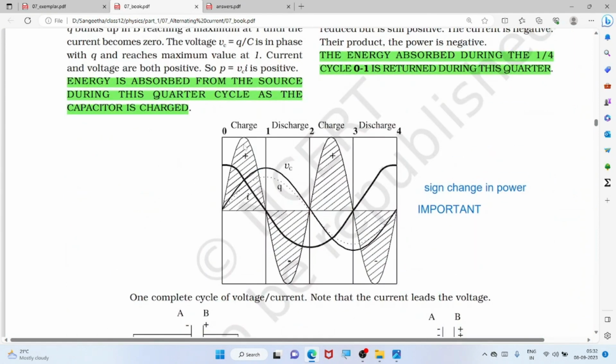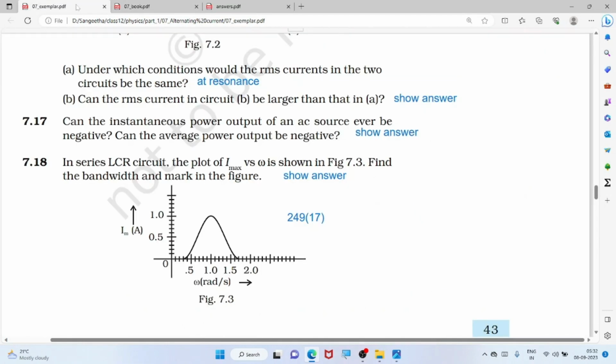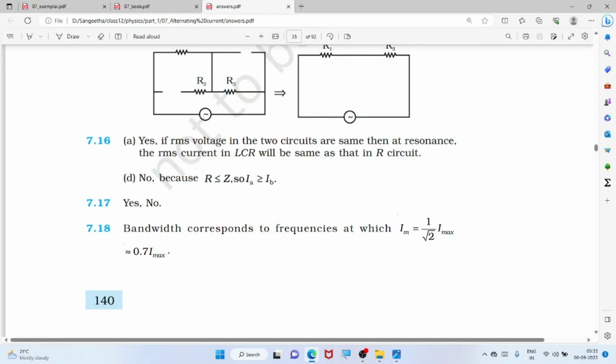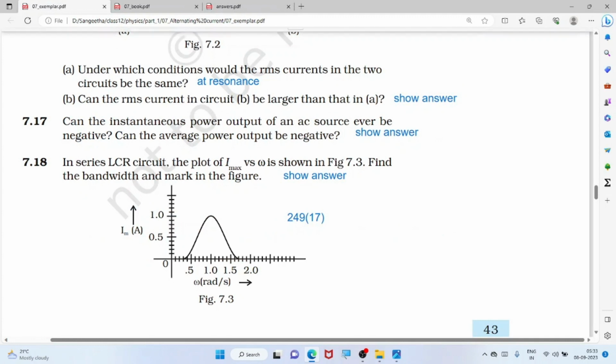See here, the instantaneous power can be negative. Here, see, this is instantaneous power. This is the power waveform. It can be negative, but average cannot be negative. Instantaneous can be negative, but average cannot be negative.